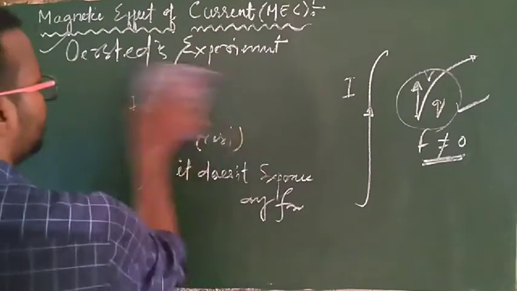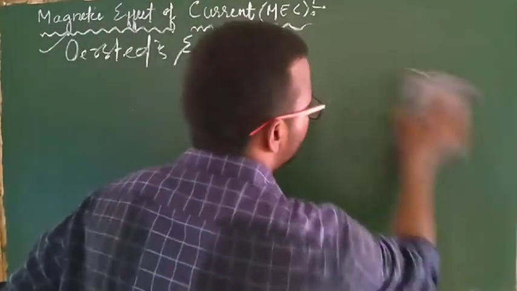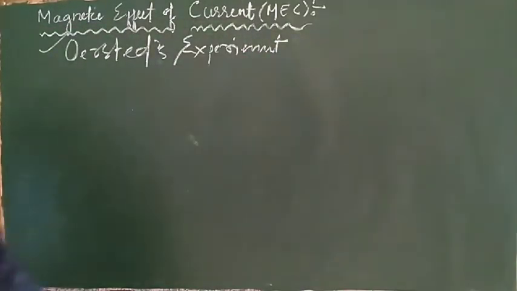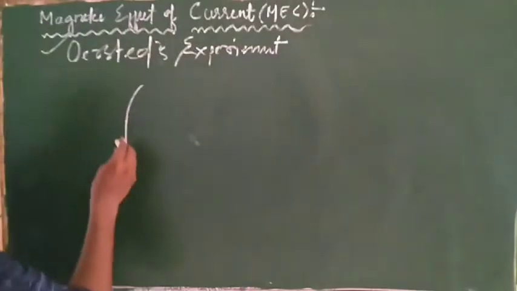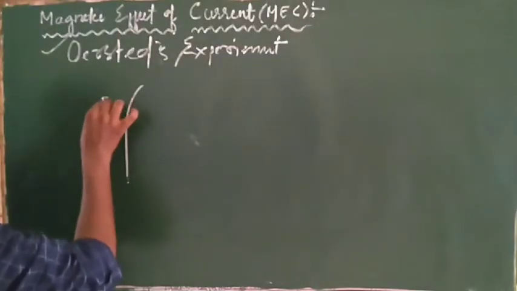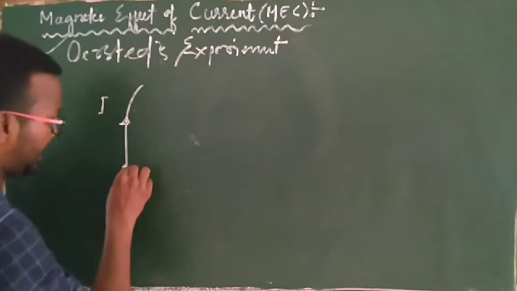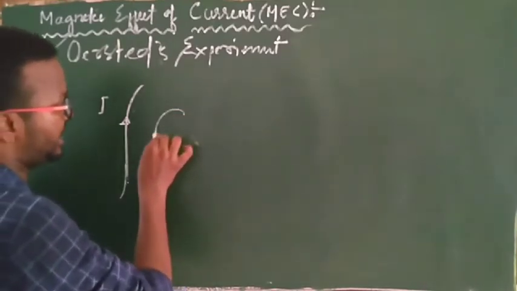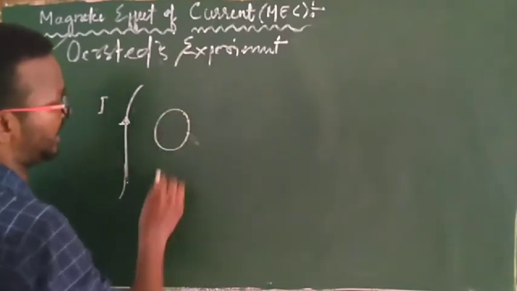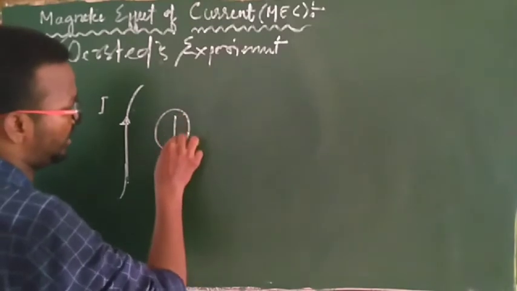Next thing, suppose we have a current carrying wire and current I flowing through the wire. If we take a magnetic needle near the current carrying wire, this is the magnetic needle near a current carrying wire.